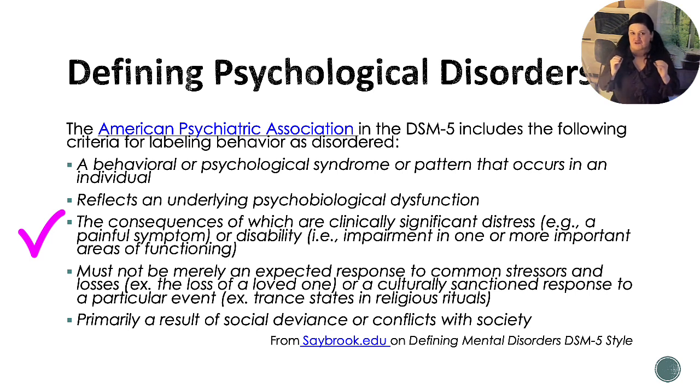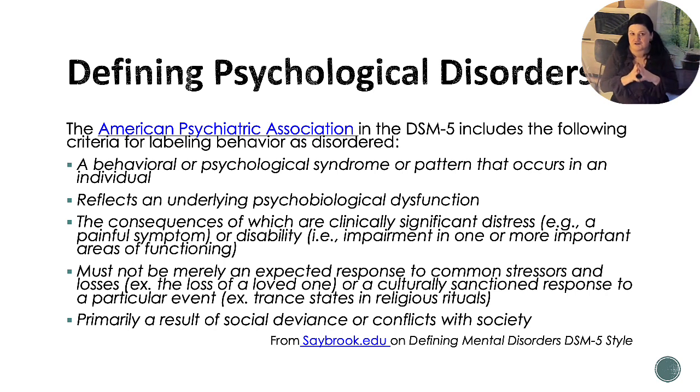So painful symptoms or disabilities, and an instance of this is an impairment in one or more important areas of functioning. All right, a couple of things here. First of all, there's dysfunction and then there's distress. Now, these must not be merely an expected response to common stressors or losses, like the loss of, say, a loved one, or a culturally sanctioned response to a particular stressor or event, like a trance state, perhaps for religious rituals or people fasting. They're not depriving themselves or punishing themselves if it's a religious ritual to fast, right?